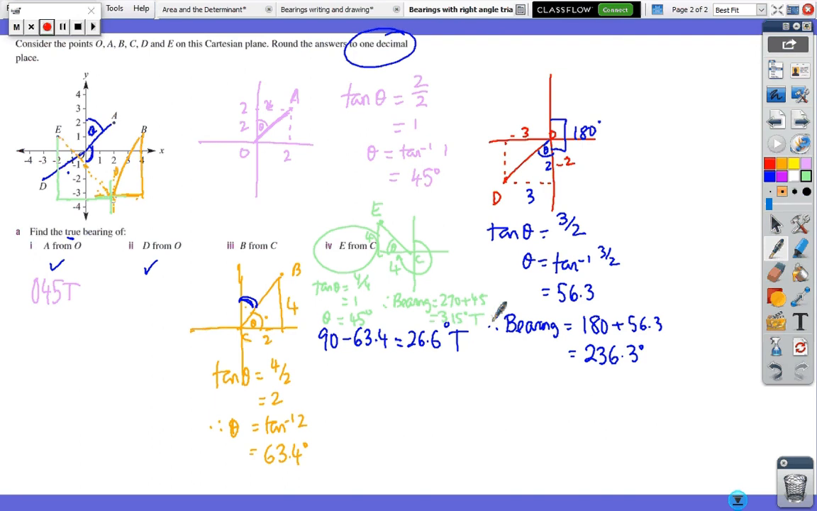True. Okay, so that's some examples on how to use bearings with right angles.